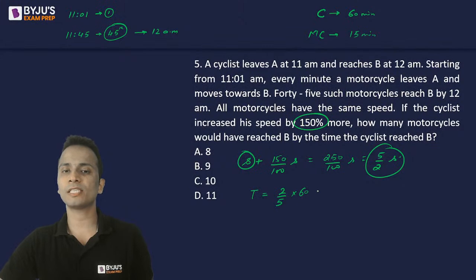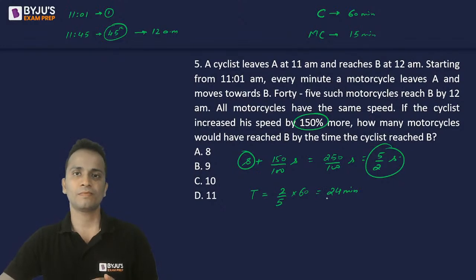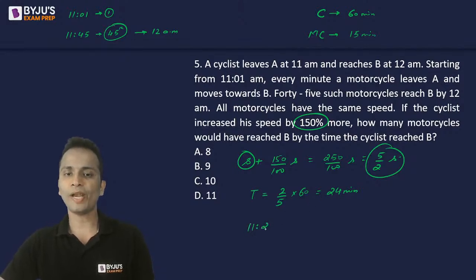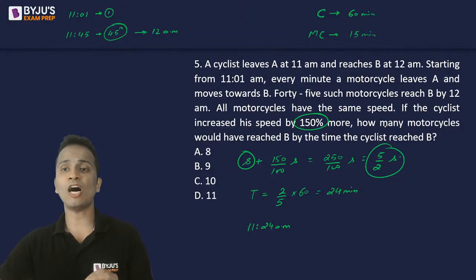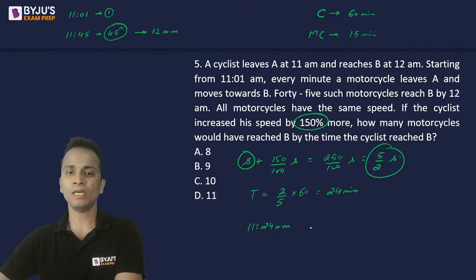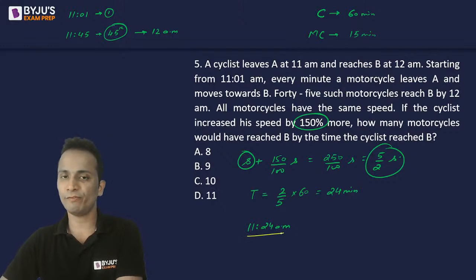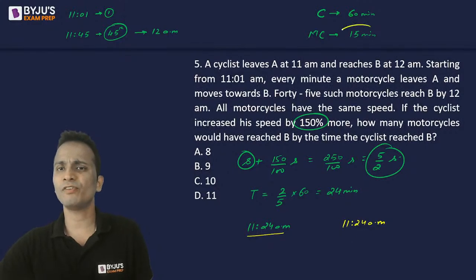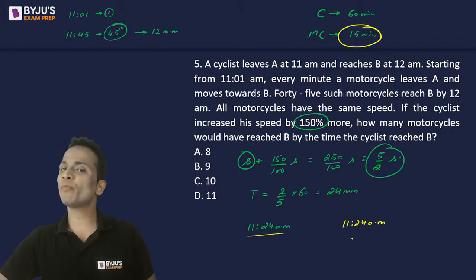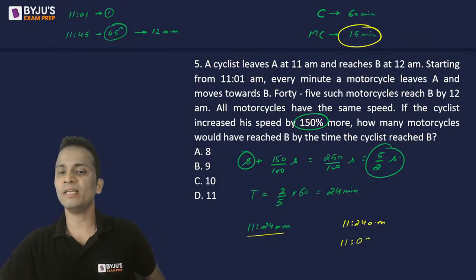The original time taken by him was 60 minutes. So now the time taken by the cyclist will be 24 minutes, right? So the cyclist will reach point B at 11:24 a.m. So हमें क्या find out करना, how many motorcycles would have reached point B by this time. So we'll have to find out how many motorcycles have reached by 11:24. The motorcycle that will reach point B at 11:24 a.m. will leave point A 15 minutes before that, because 15 minutes is the time taken by a motorcyclist. So 11:24 में से 15 minutes minus कर देंगे, 11:09 a.m.